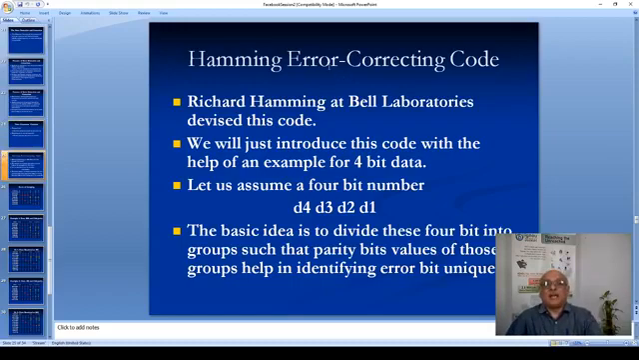Okay, so the Hamming error correction code was devised by Richard Hamming at Bell Laboratory. We will introduce this with the help of an example of 4-bit data. Let's assume 4-bit data, D4 to D1. The basic idea, and this is the most important part of this presentation about error detection, is to divide these 4 bits into groups such that the parity bit values of those groups help in identifying error bits uniquely.